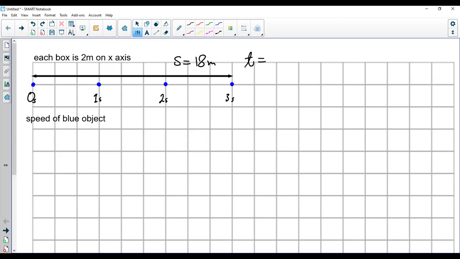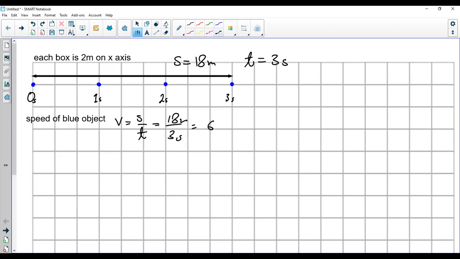Fatma, how much is the time? 3 seconds. That's very good. It is 3 seconds. So if you just use the simplest formula for the speed, what will you get? 6 meters per second. So got it? How is it 6 meters per second? Yes. That's good.